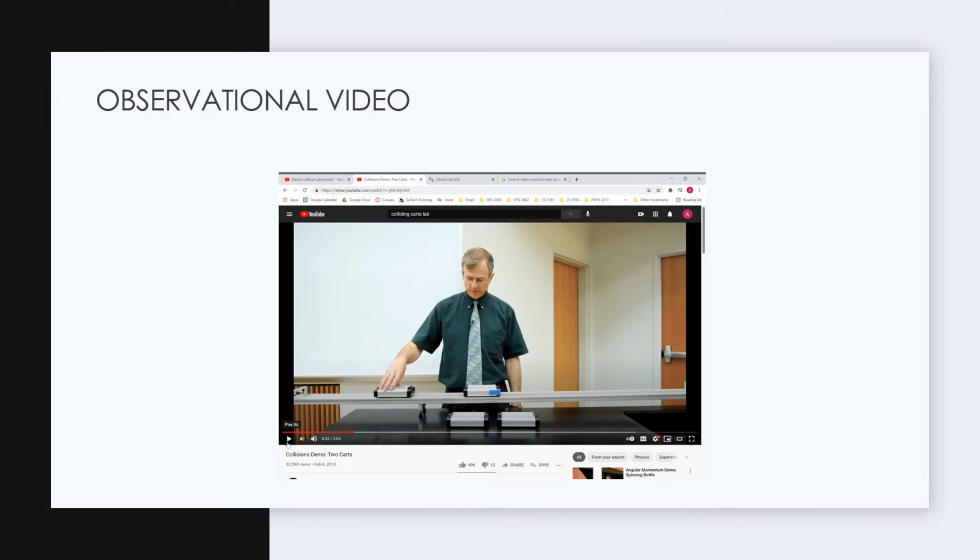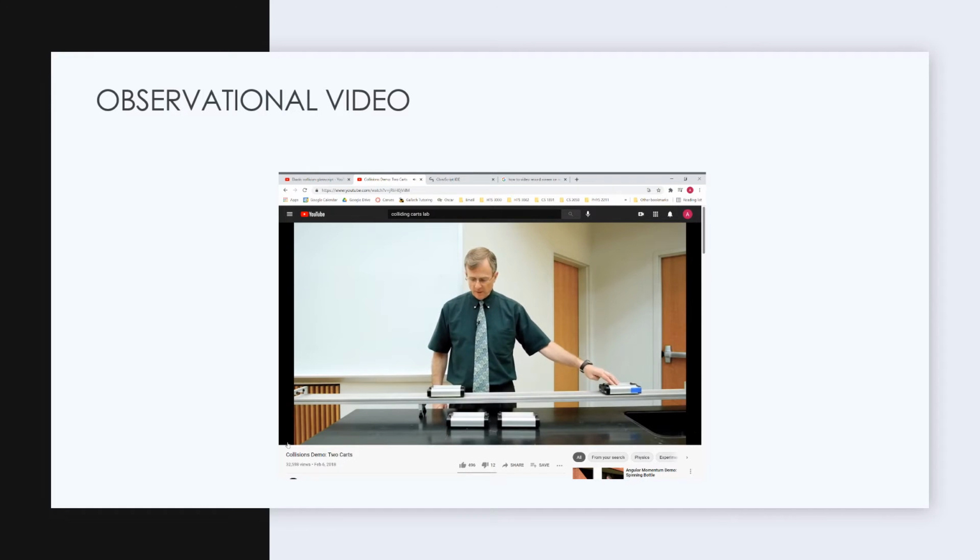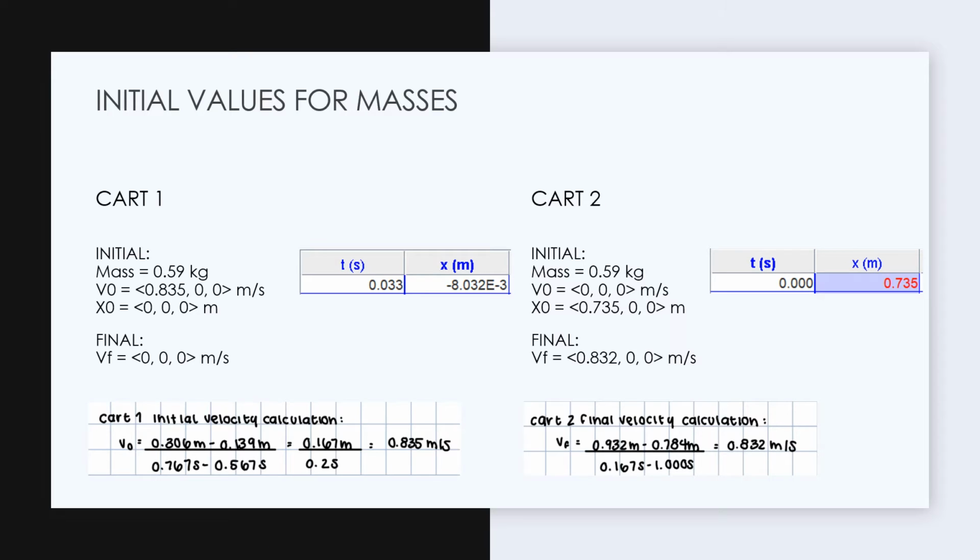The first model I used in this lab was through the app Tracker, where I was able to observe the motion of two carts colliding elastically as shown in this video here. The collision. In order to configure this model to correctly observe the motion of the carts, I calibrated the frame speed to be 33 frames per second, the length of the carts to be 0.3 meters, and the axis to be in the same direction of the motion of the carts.